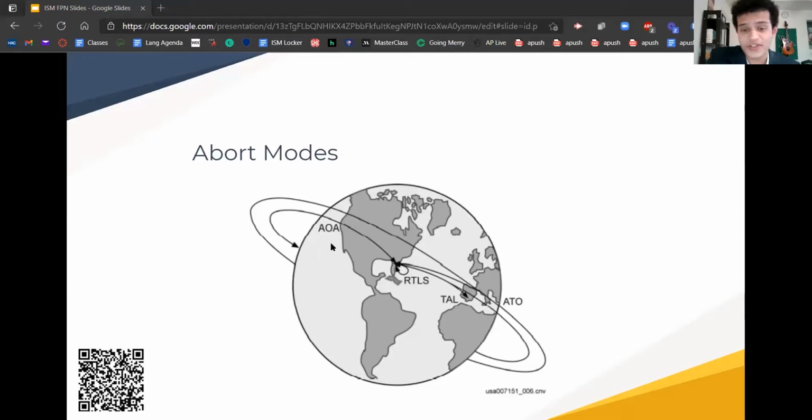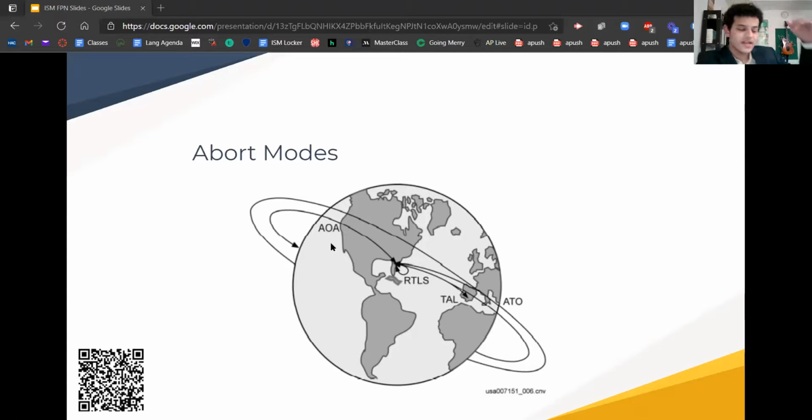The AOA, which is the abort once around, is performed when orbit cannot be achieved and maintained. This abort mode is designed to use the existing performance to make a revolution of the Earth and then land at a base. It could be Kennedy or another base like Edwards Air Force Base, but we make a revolution around the Earth and then land. There are two types of AOA trajectories: the AOA steep and the AOA shallow.